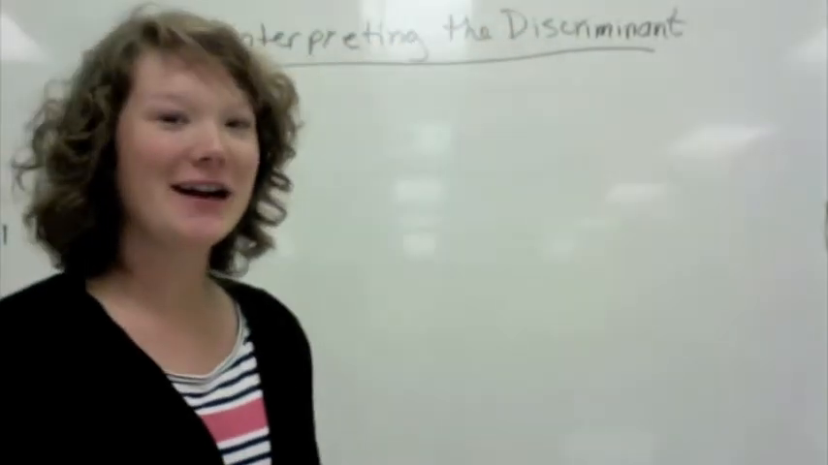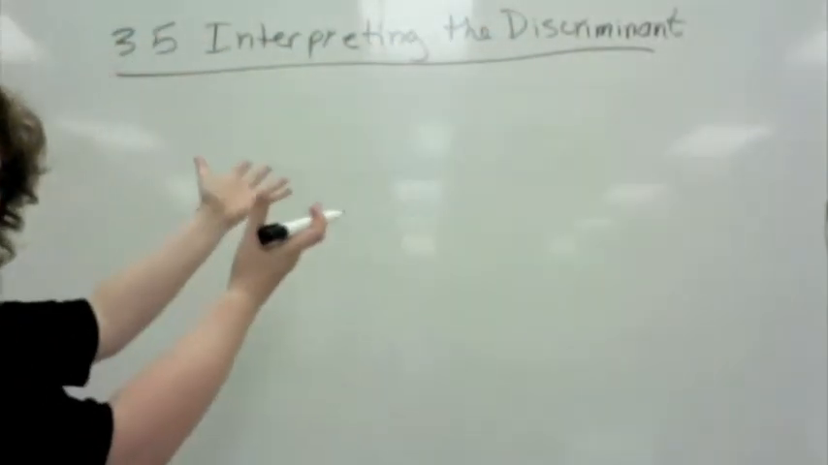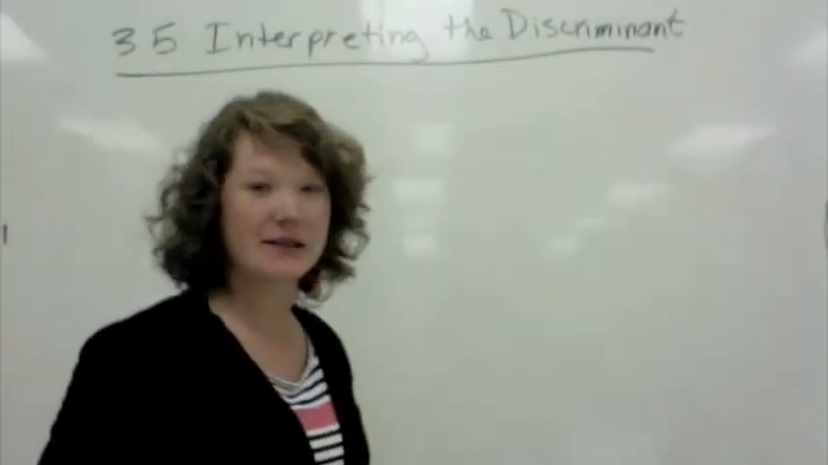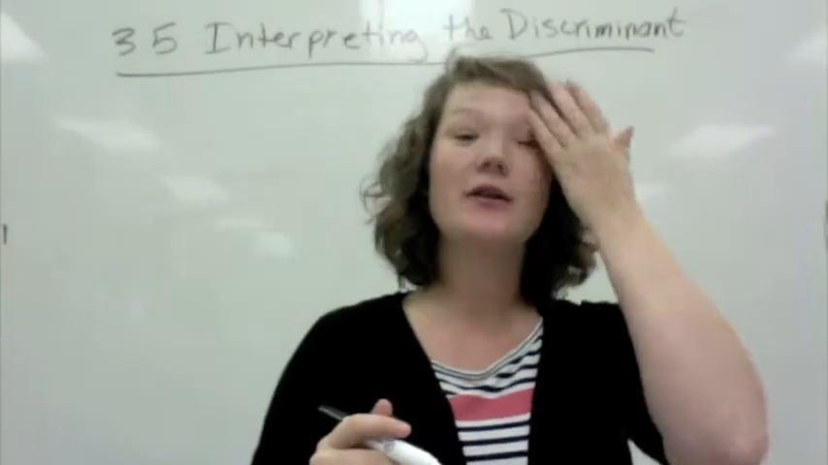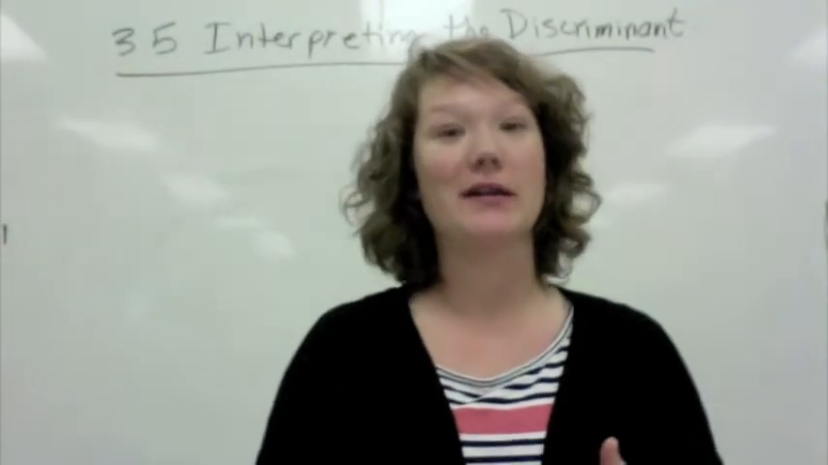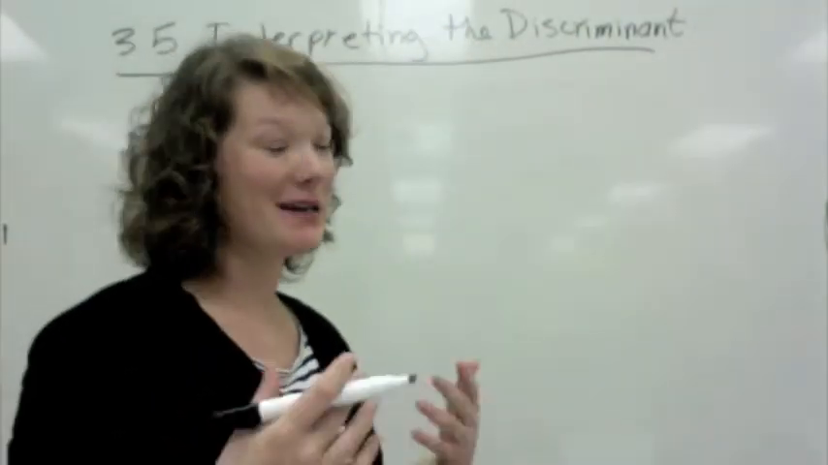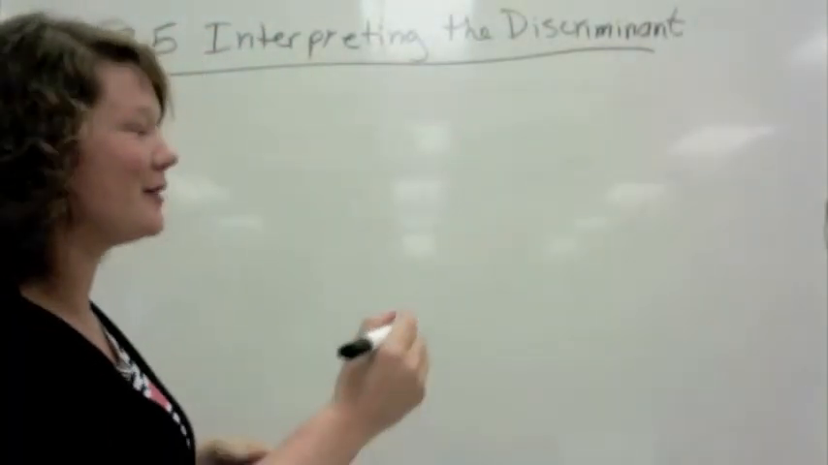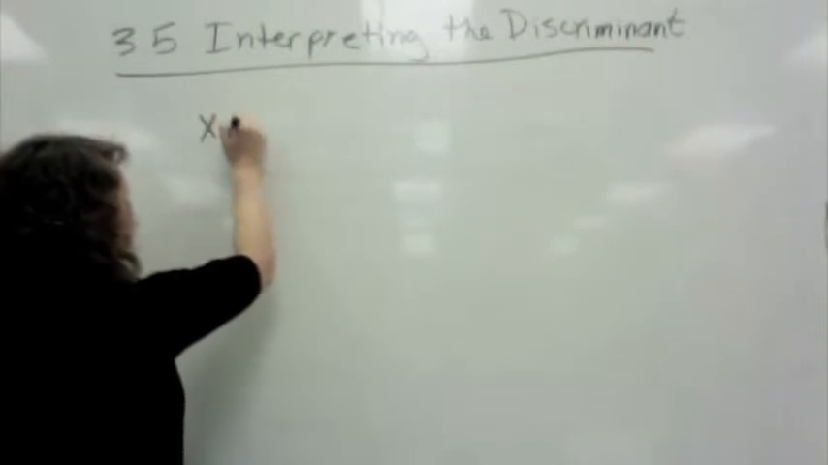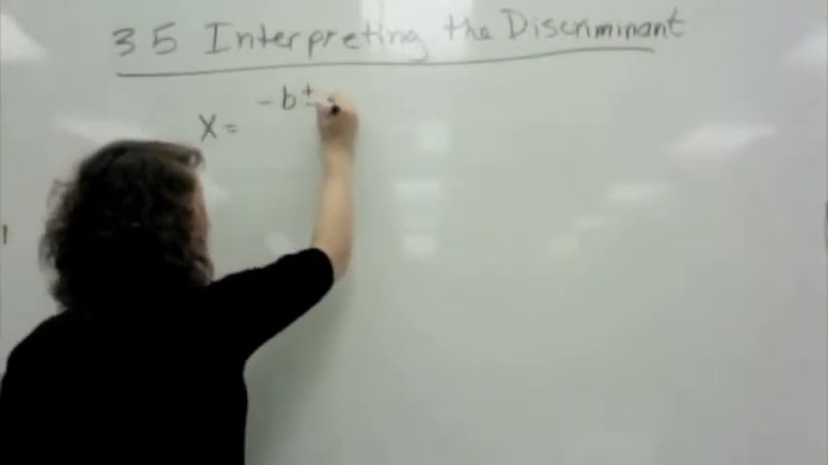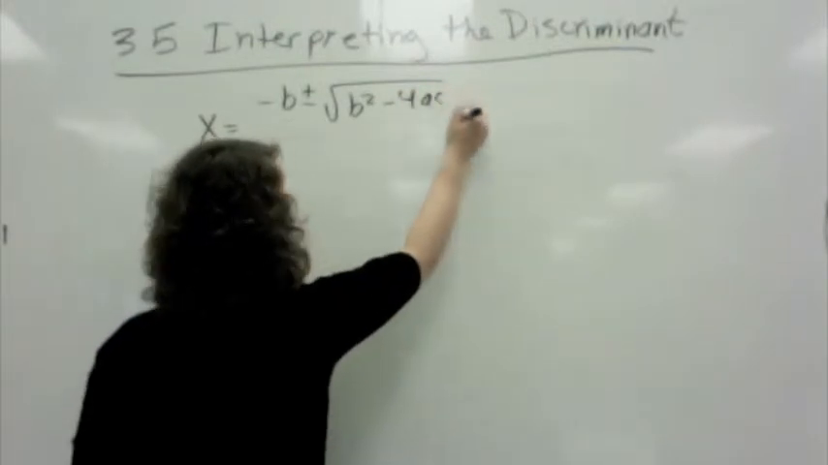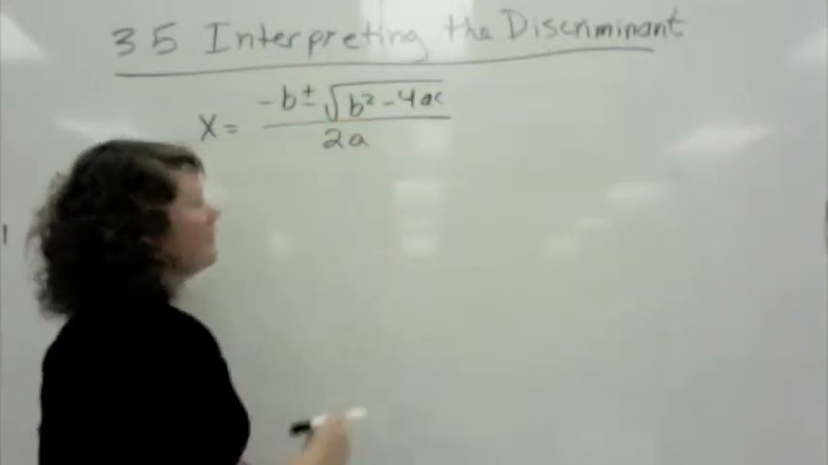Hey folks, today we're going to be learning about interpreting the discriminant. It's very connected to what we learned yesterday with the quadratic formula, which is from my song, which you probably have all watched and now have memorized. x equals negative b plus or minus the square root of b squared minus 4ac over 2a.